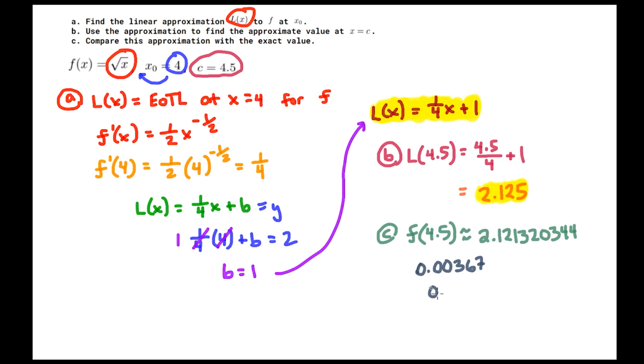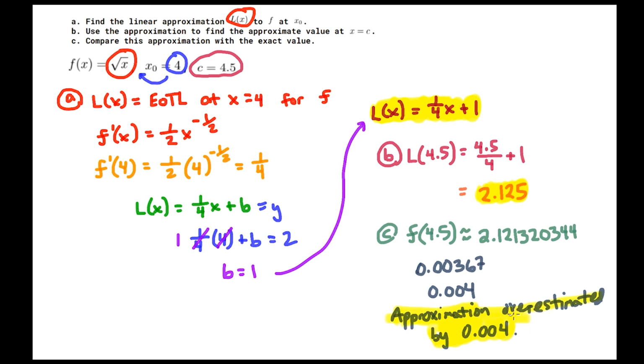If we're going to round this to 3 decimal places, which you have to do, it would be off by this. So the approximation was an overestimate. So the approximation overestimated, or over approximated, by 0.004. So that's another linear approximation problem.